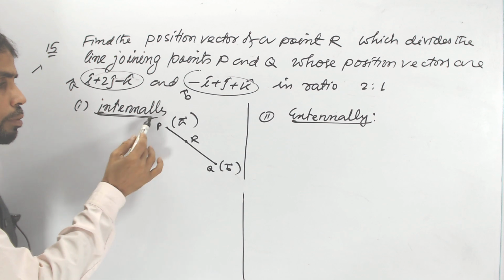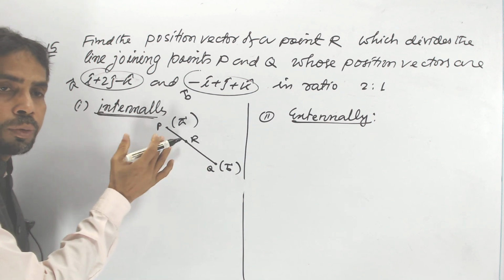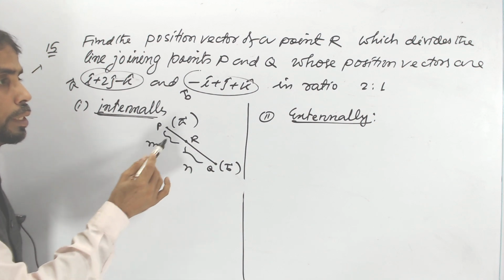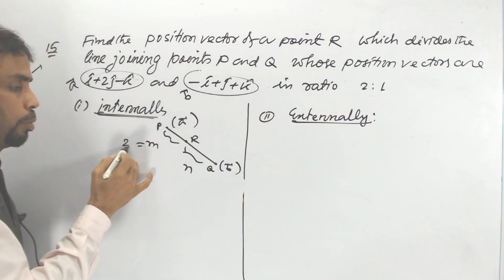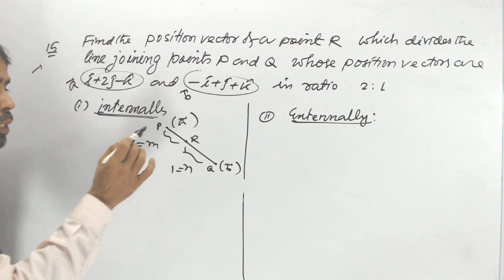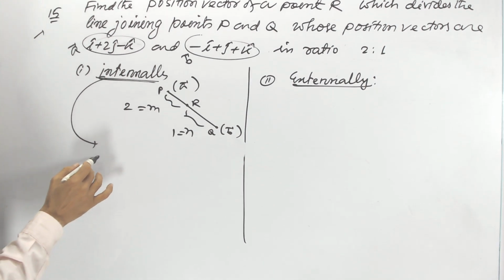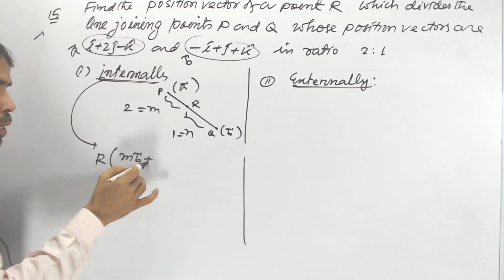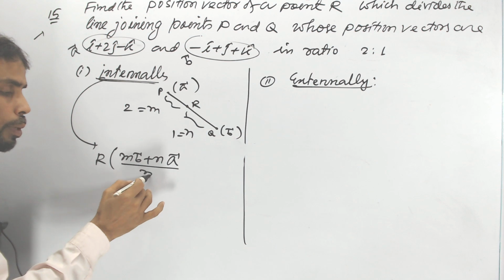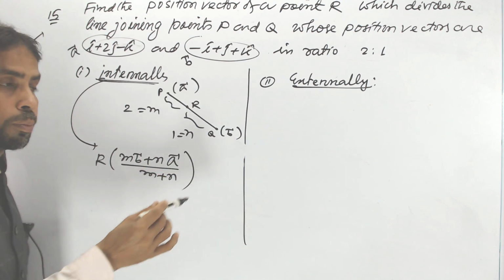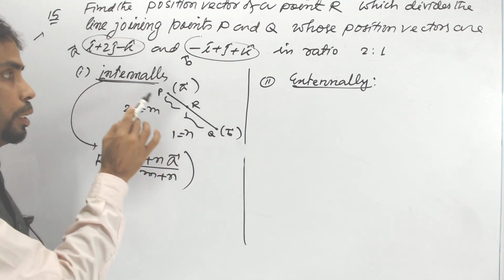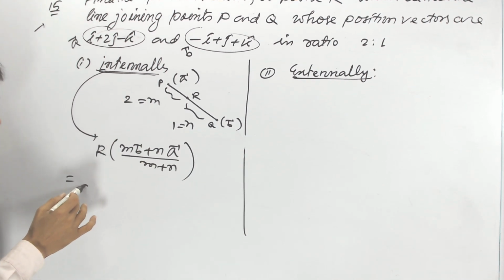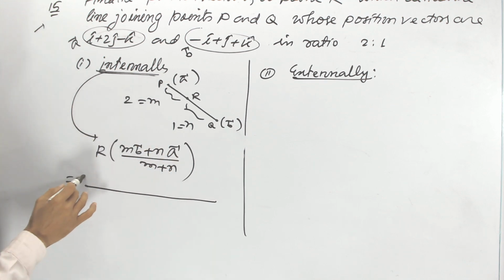First step is internally, the first part. That means the point R is in between A and B. And the ratio is given. This ratio we represent by m and n. The ratio given is 2:1. That means the m value is 2, the n value is 1. And for the internal ratio, the point R is given by R equals (mB plus nA) divided by (m plus n). This is the formula for finding the point R which is in between A and B, and it is called the internal ratio. It is divided internally. So point R, the m value we have is 2, into B.